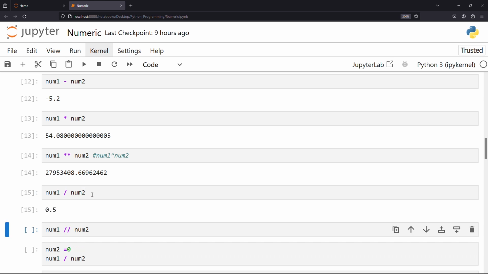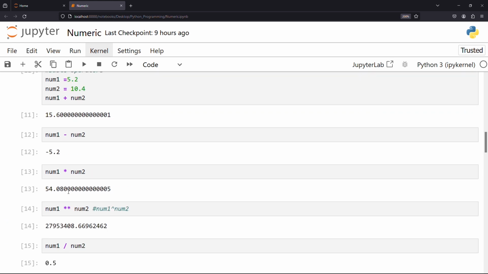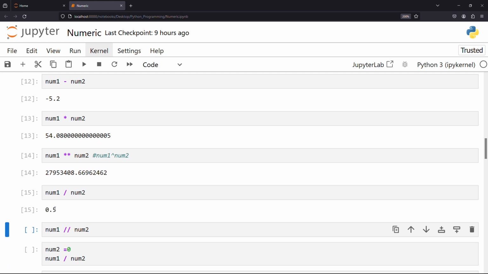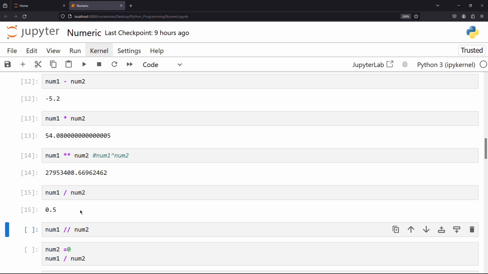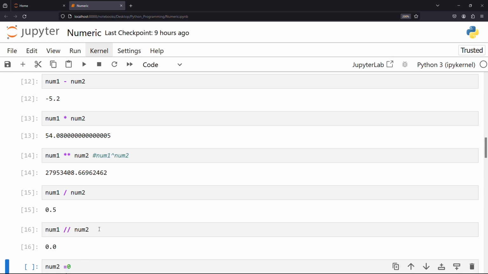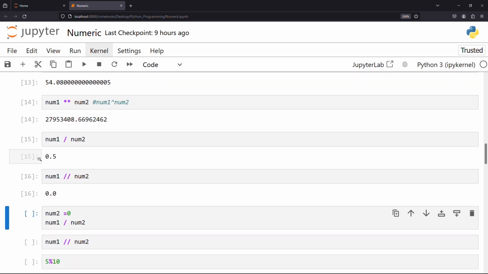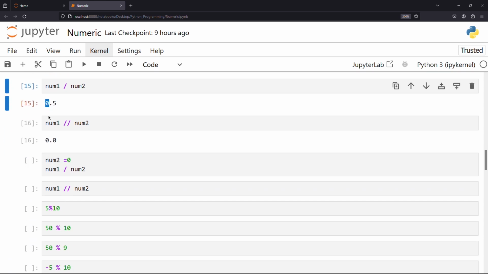We can also divide. This division will be float division. Here it is 5.2 and 10.4, so we'll be getting 0.5. Even if both are integers, we'll get float values only. But in C or C++, if both are integers and we divide them, it gives only an integer value. If you want the same kind of behavior, use the double slash operator. This gives only the integer part of the result. So that is about this.